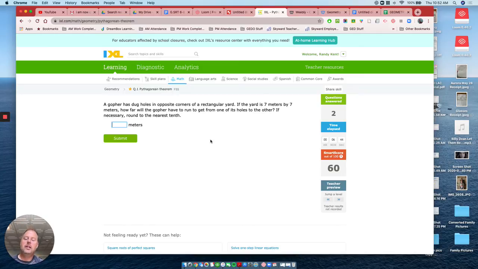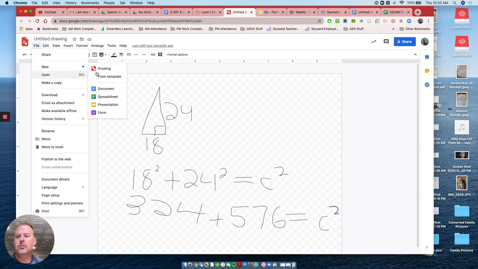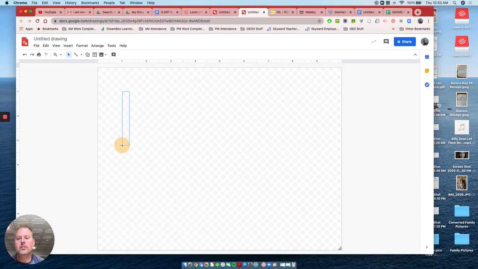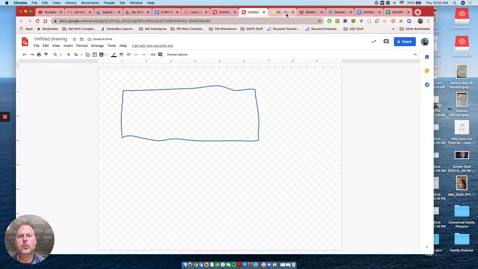Now they're giving us a scenario that we have to draw out. And what I do is I just go ahead and draw it. I'm going to try to do a drawing over here. Let's see if I can just do a new drawing so I don't have to get rid of all that stuff. A gopher has dug holes in opposite corners of a rectangular yard. So the yard has got to be a rectangle, if they're going to let me do that. So let's just put it up here. So here's my terrible rectangle, which is the best I can do on a computer. It wouldn't be that much better on a whiteboard in the classroom, but for right now, that's what I've got.